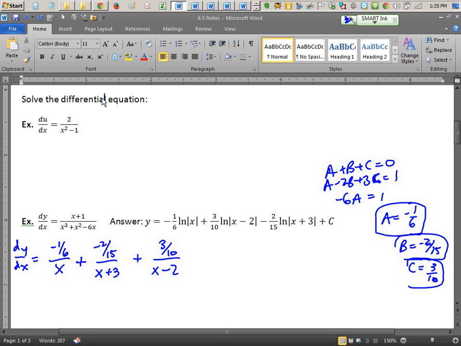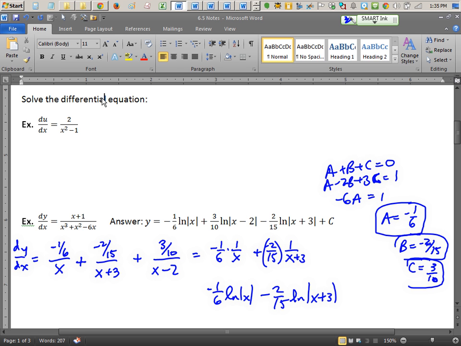So when you integrated them, you just factored all the tops out? Yeah, you could just think of this as negative 1/6 times 1 over x. The antiderivative of that is negative 1/6 ln x. And the next one you could think of as negative 2/15 times 1 over x plus 3. So this is just minus 2/15 ln x plus 3, and so forth. And then you can think of this as 3/10 times 1 over x minus 2, which is just 3/10 ln x minus 2. Don't forget the absolute values whenever you integrate something 1 over something linear.